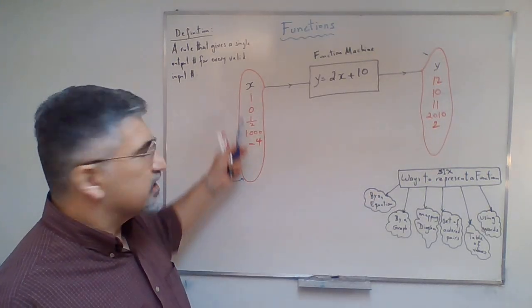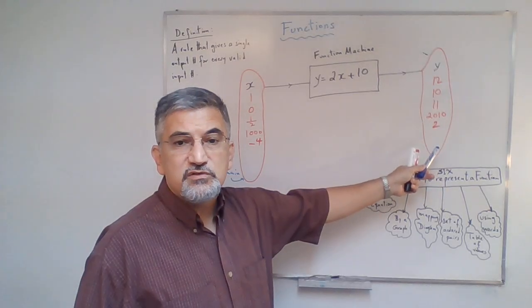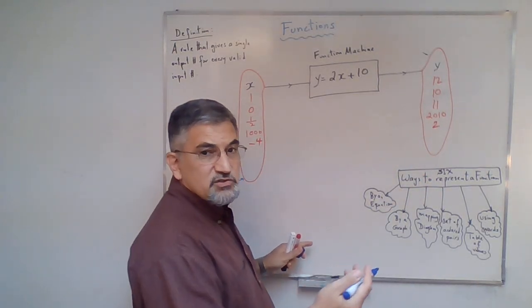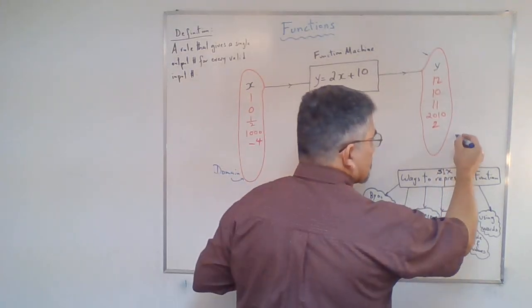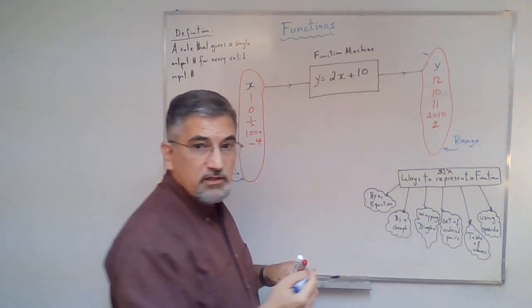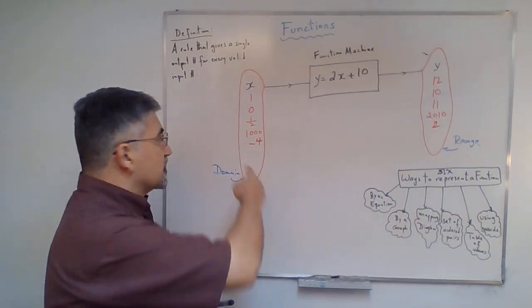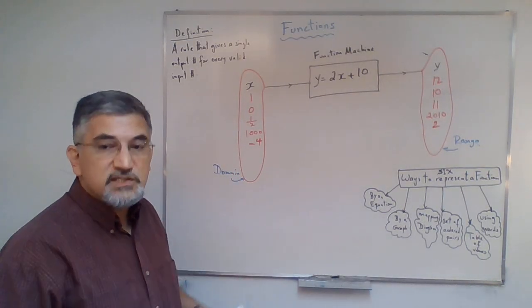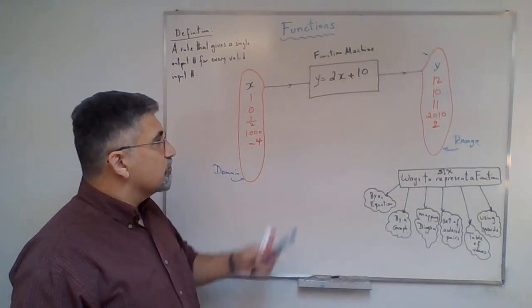In the same way that we had a name for the set of input numbers, we should have a name for the set of output numbers. So what name would you give to this? Well, mathematicians decided the word range. So range and domain are two sets of numbers. The set of input numbers is called domain. The set of output numbers is called range. As simple as that.